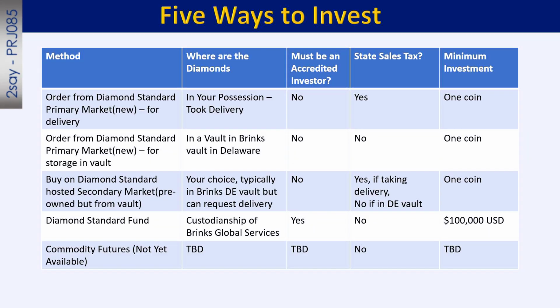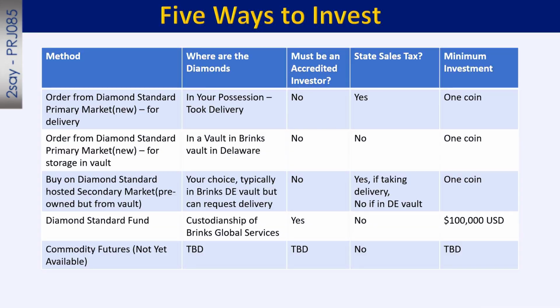All right, what's the minimum investment? It's 1 coin. Second row here. Now, the first part of this process is the same. You order it from Diamond Standard's website, but the difference is, instead of you taking possession, you say, look, you have this program set up with Brinks and the Delaware vault, and go ahead and store my diamonds in the vault.